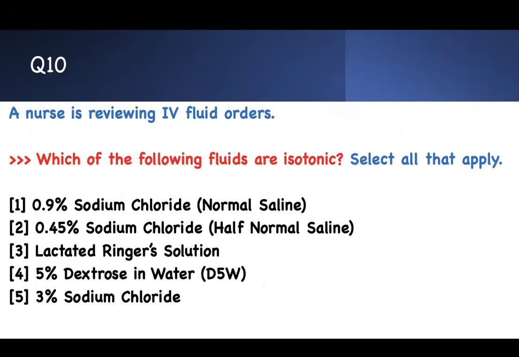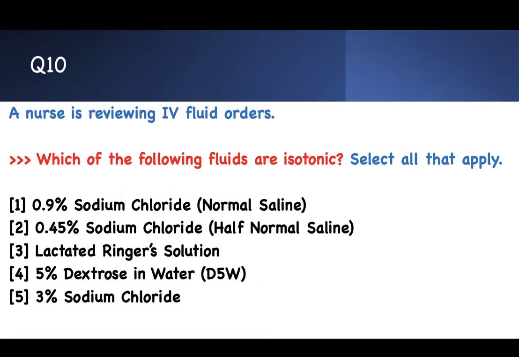And then she's reviewing an IV fluid order. Which of the following fluids are isotonic? Isotonic, the key is what? What is the fluid inside your body, not when it's outside sitting on your table? 0.9% sodium chloride, 0.45% sodium chloride, lactated Ringer's, D5W, 3%.